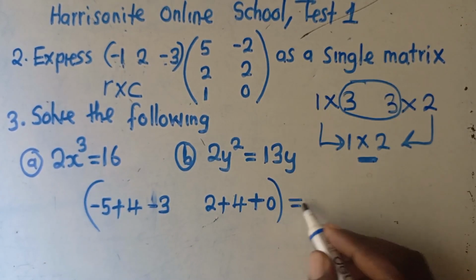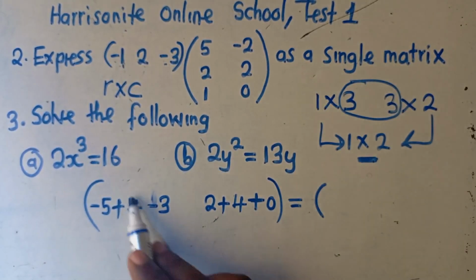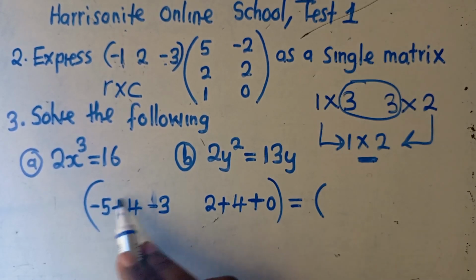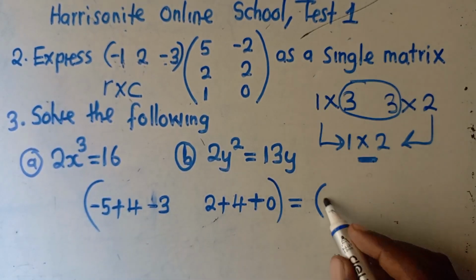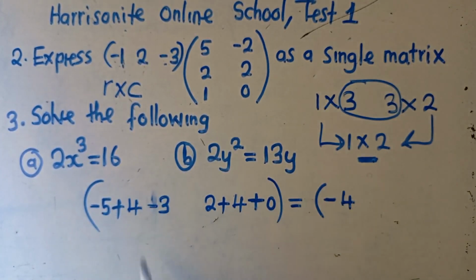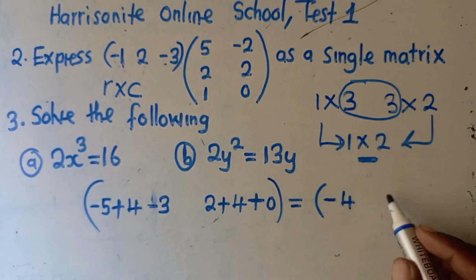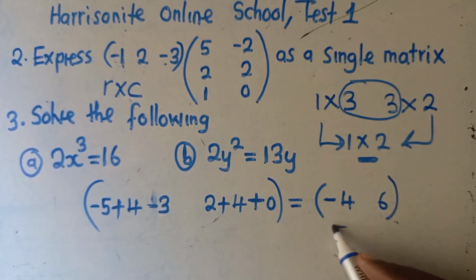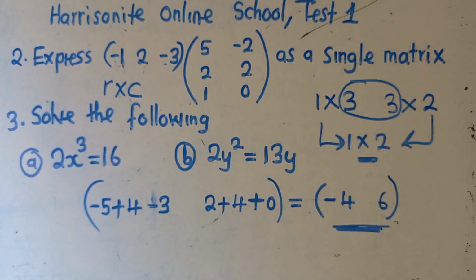Then finally, what is the answer? When we add here, we are going to get negative 1 minus 3, that is negative 4. So you are going to get negative 4 this side. Here, this is a 6. So this is your answer. This is what you are supposed to do. Just like that, you've answered that particular question.